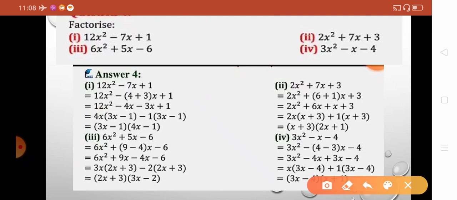Again let us see what you have to do. You are given 12x square minus 7x plus 1. From here the sum must be minus 7 and the multiplication must be 12, so we will take two numbers, minus 4 and minus 3.